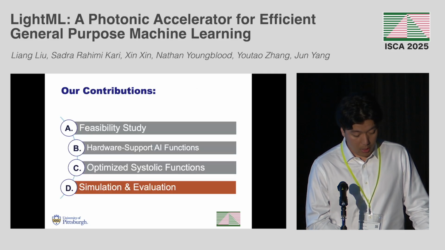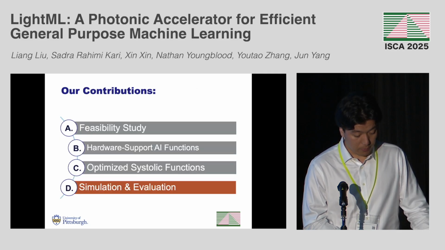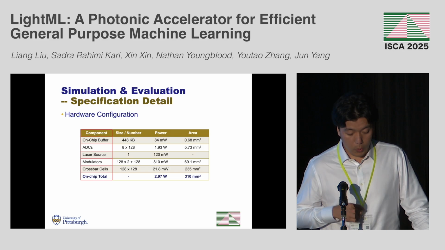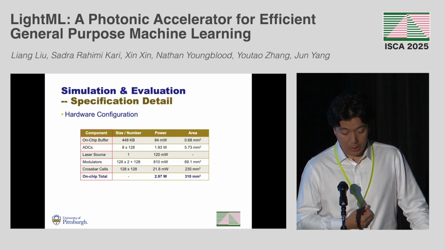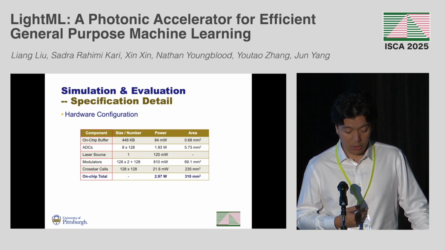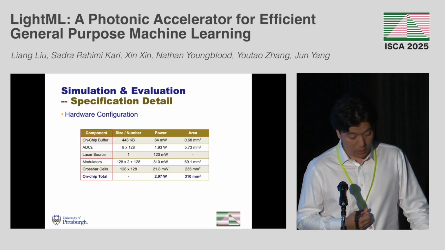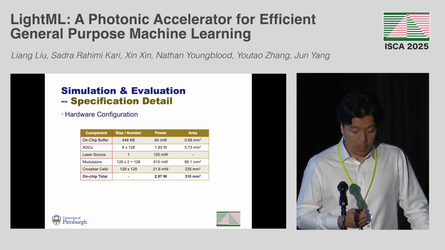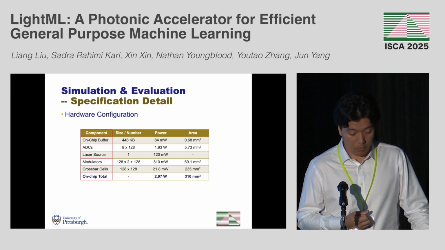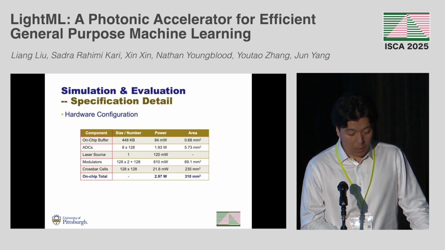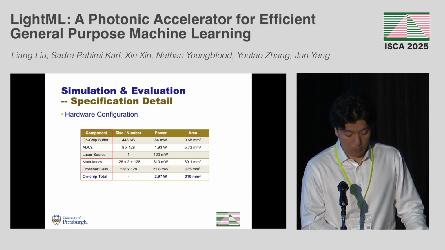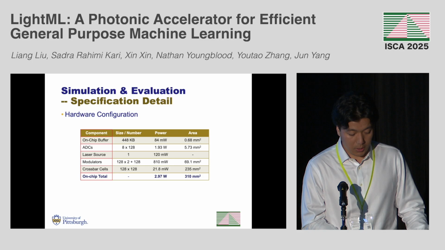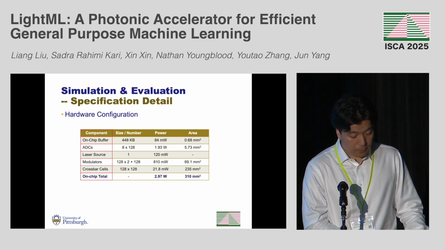And finally, we'll talk about our evaluation. In our evaluation, we adopt a 128 by 128 crossbar device, and we list all the parts of our architecture here. The total power consumption is less than 3 watts, and the area is about 310 square millimeters. Notably, the ADC contributes the vast majority of the energy consumption, and the rest of the optical devices, like the laser source or the modulators, only cost about 1 watt.